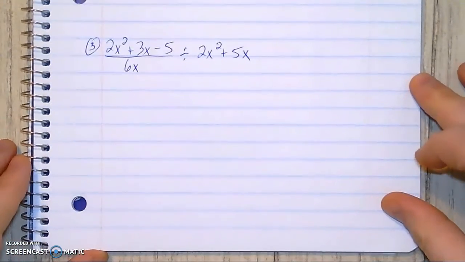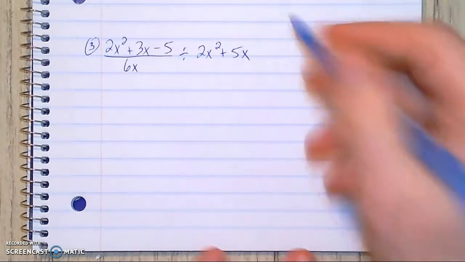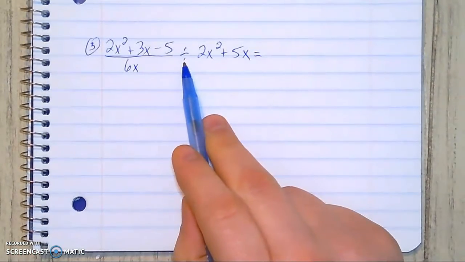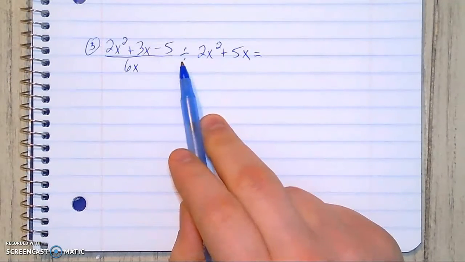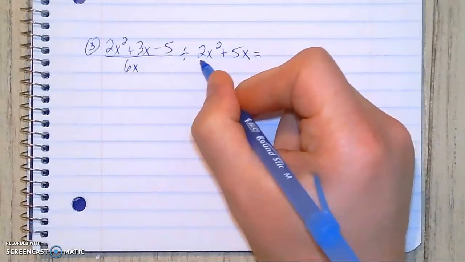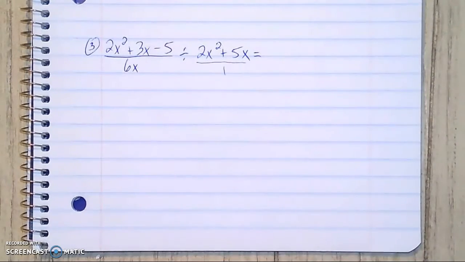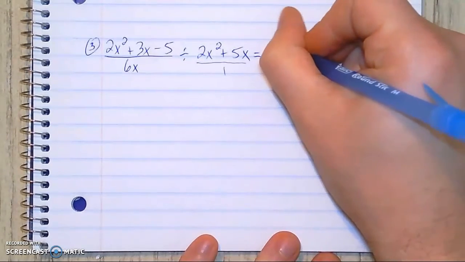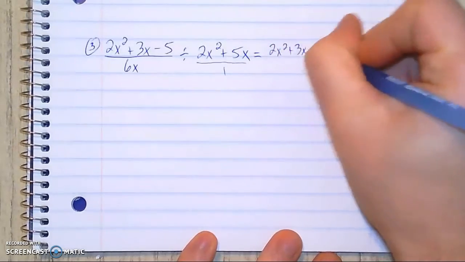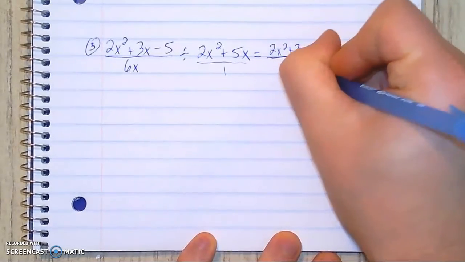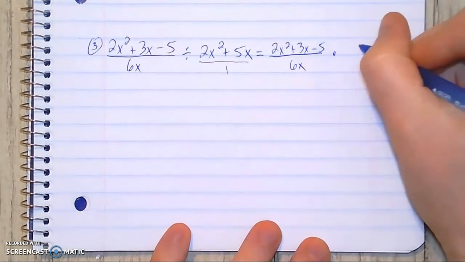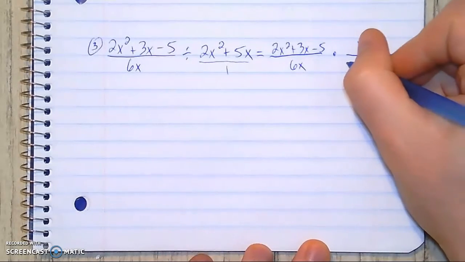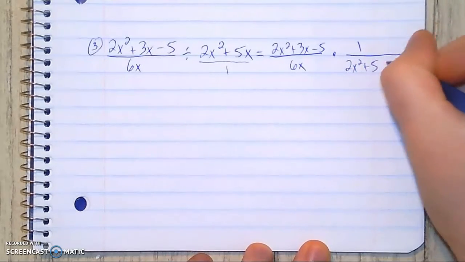So we'll try one last problem, wrap this up for today. It's problem number 3 here. And we're going to start the same way, which is noticing it's a division problem. So I'm going to use the whole multiply by the reciprocal idea, except this time it doesn't look like a fraction. So first thing you might do is put it over 1. And now from there, we're going to go ahead and keep the 2x squared plus 3x minus 5 all over 6x the same. Change this to a multiplication problem, and then flip this to the reciprocal. So it becomes 1 over 2x squared plus 5x.